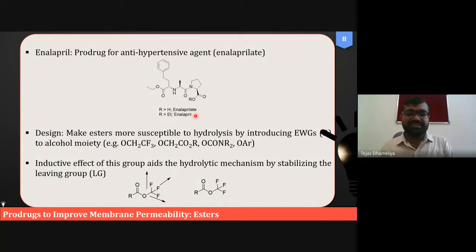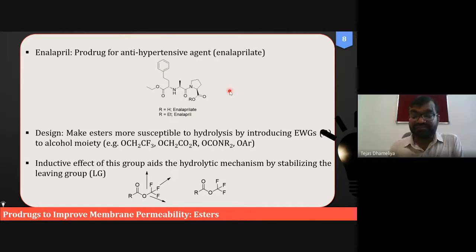So this way enalaprilat is the active molecule, and enalapril is a prodrug. Okay, so this is also another approach, that by making an ester molecule, it will be easy for a drug to cross the cell walls, or we can increase the permeability across the cellular membranes, right?